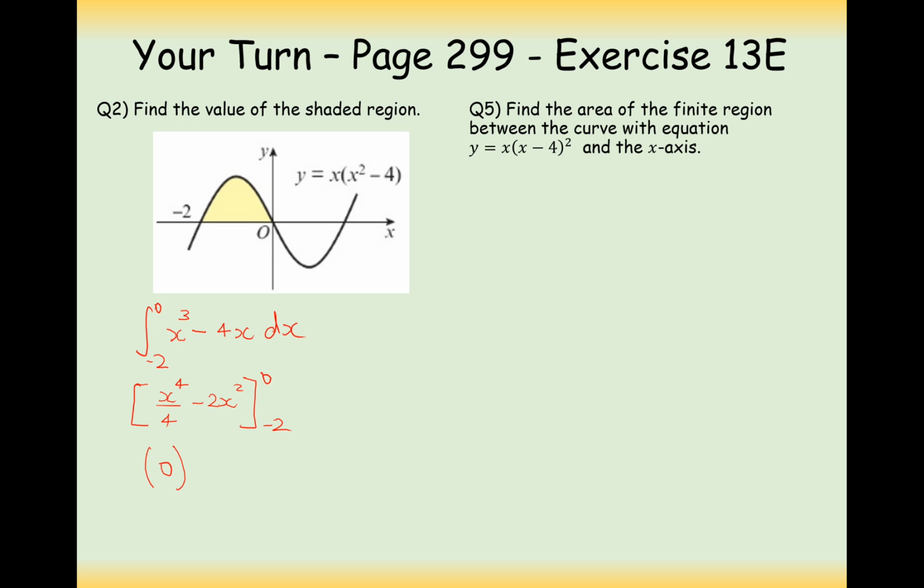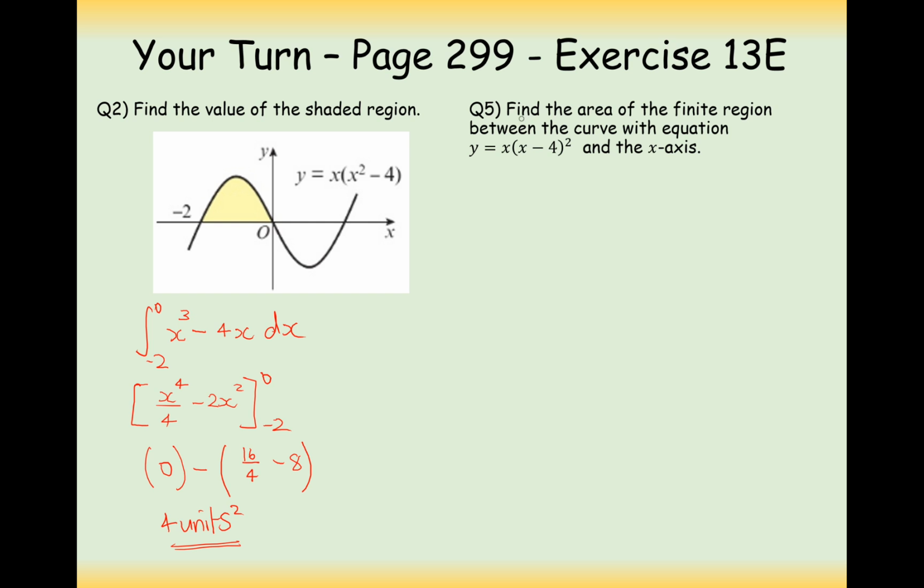So substituting in 0, we get 0, which is nice and easy. And then we're going to subtract what we get when we substitute in minus 2. So this is going to give me a positive 16 here, divided by 4, minus 2x squared, which is 8. So here we're going to get 4 minus 8, which is minus 4, but because it's a minus 4, we're going to get 4 units squared. So here we get the answer of 4 as the integral here.